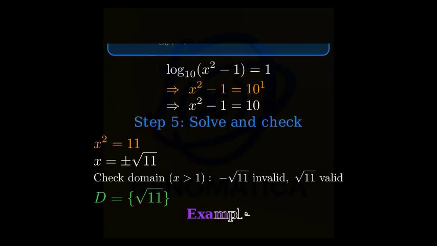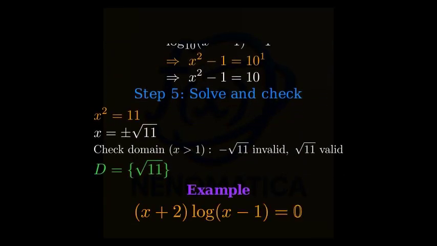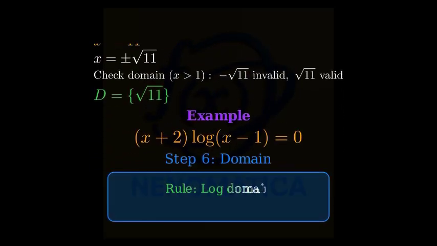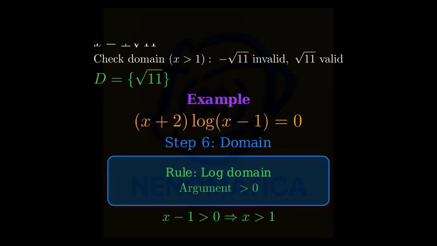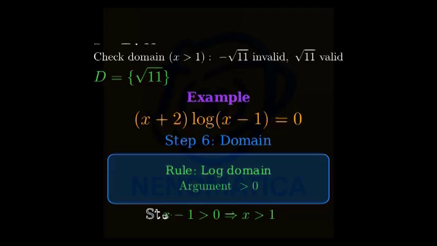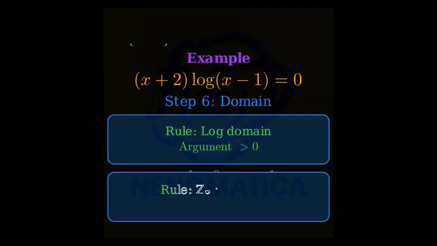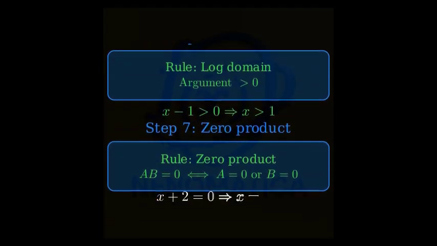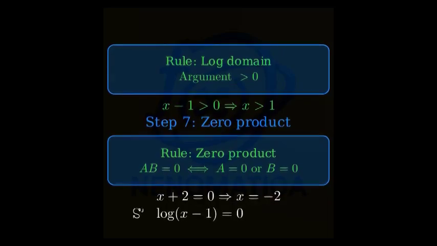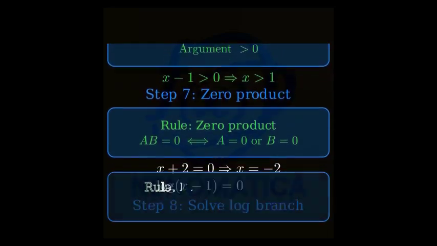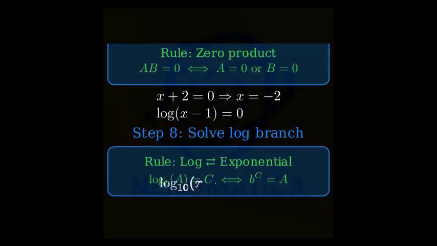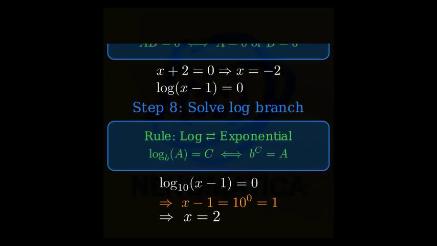Now the second example. Open parenthesis x plus 2 close parenthesis times log of x minus 1 equals 0. Again, we begin with the domain, then apply the zero product property. A product equals 0 if and only if one factor is 0. Solve the logarithmic branch by converting to exponential form. Log of x minus 1 equals 0 means x minus 1 equals 10 to the 0, which is 1.